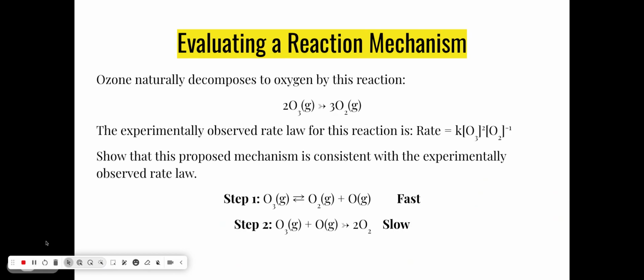All right, guys. So we do have one more slide to do. And it says ozone naturally decomposes to oxygen by the reaction: 2O3 decomposes to form 3 molecules of O2 gas. The experimentally observed rate law for this chemical reaction is the rate is equal to the rate constant K times the concentration of ozone squared times the concentration of O2 to the negative first power. Show that the proposed mechanism is consistent with the experimentally observed rate law.